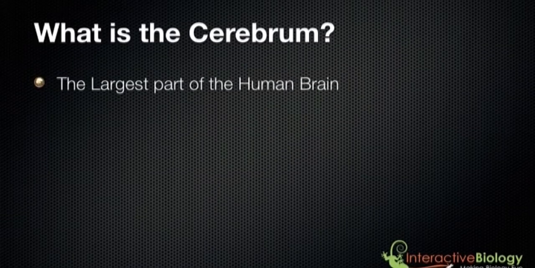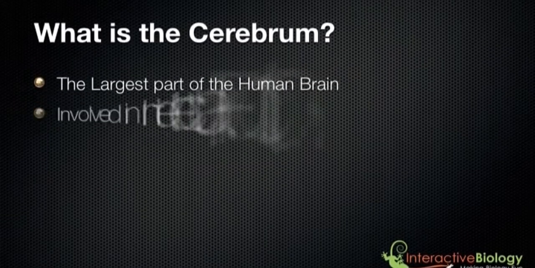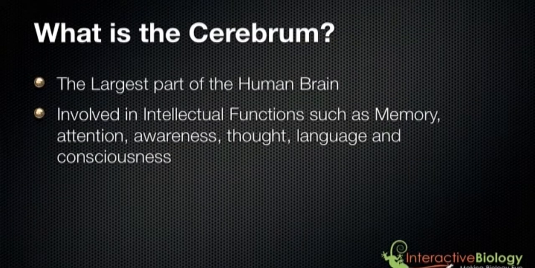The cerebrum is the largest part of the human brain, and it's involved in intellectual functions such as memory, attention, awareness, thought, language, and consciousness. So these are the things that essentially make human beings human beings.